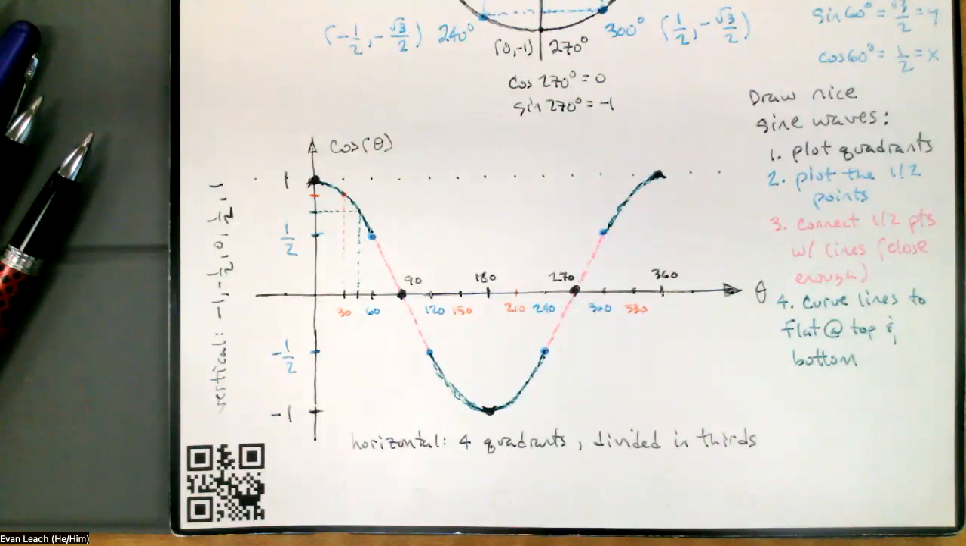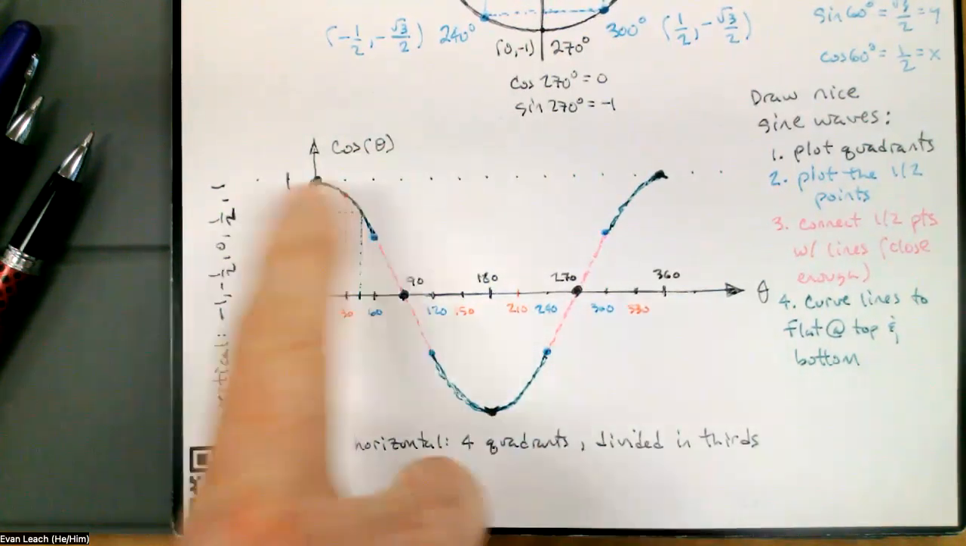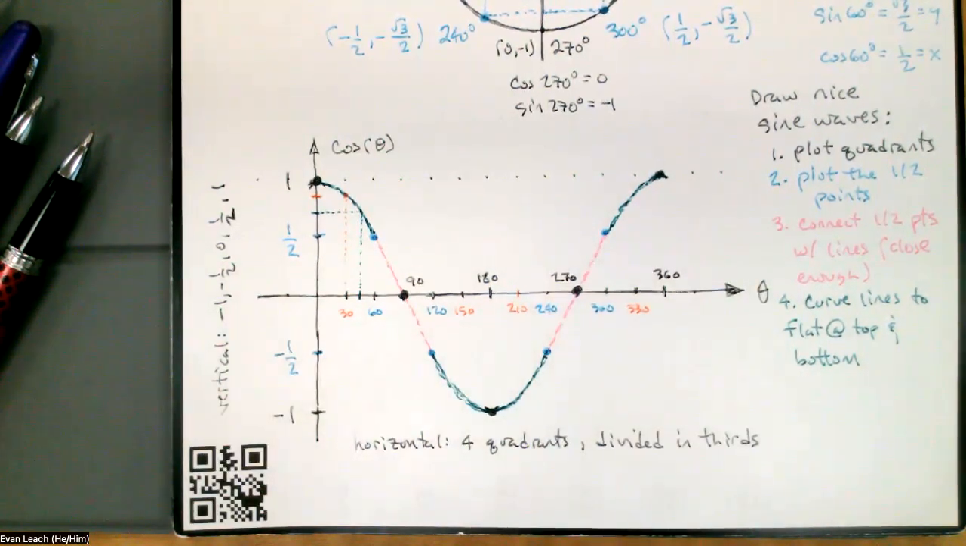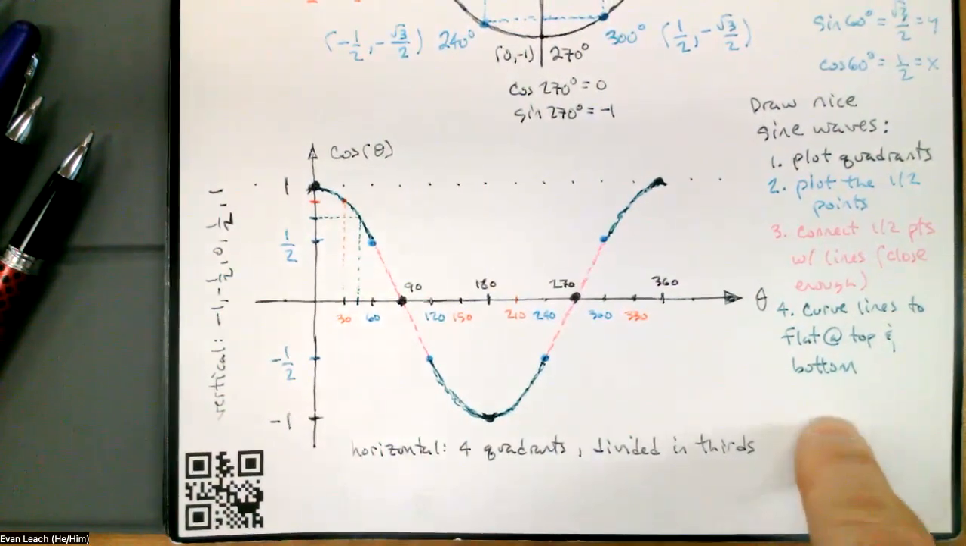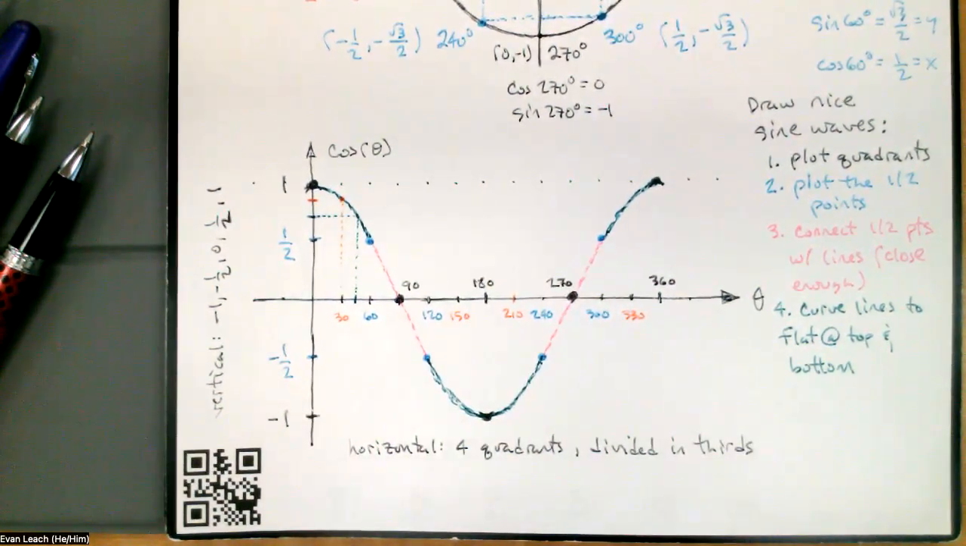But to do that, we need to learn our values, we need to learn our base graphs, and we need to be able to draw nice pictures. And here are 4 steps to drawing nice sine waves.